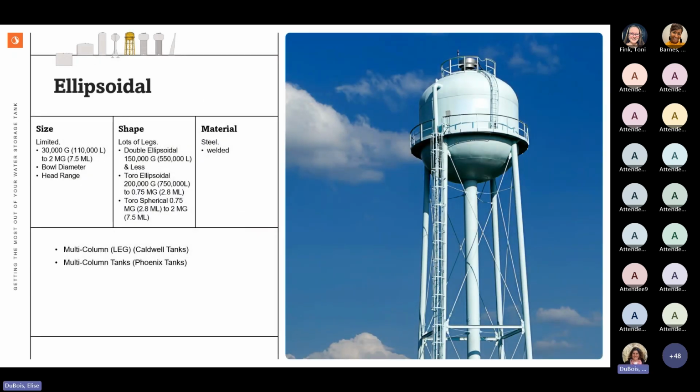Ellipsoidal tanks are defined by the multiple legs holding it up. The shape of the bowl varies a bit based on the size, hence all the different names. This is an older style of tank. It's really been replaced by the spheroid style for the smaller tanks and by the composites for the larger, but this is still made by the manufacturers listed.